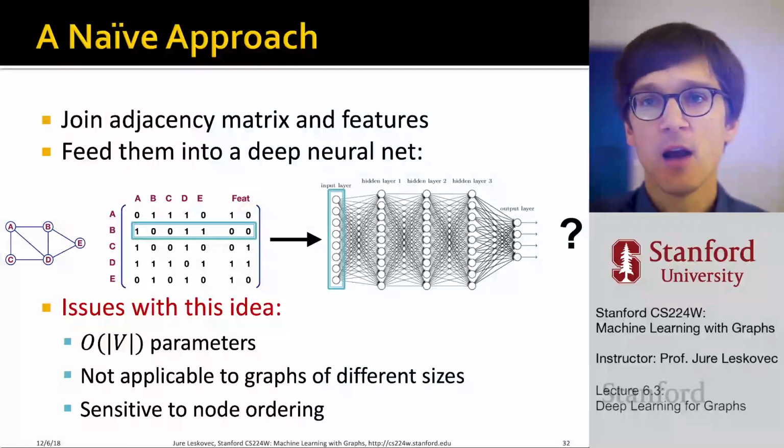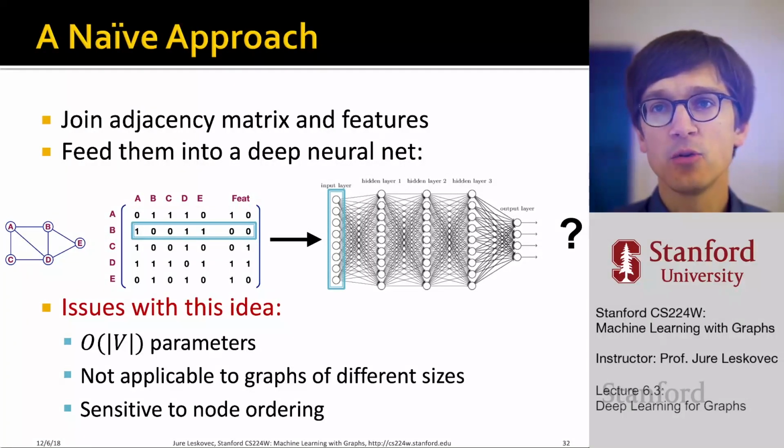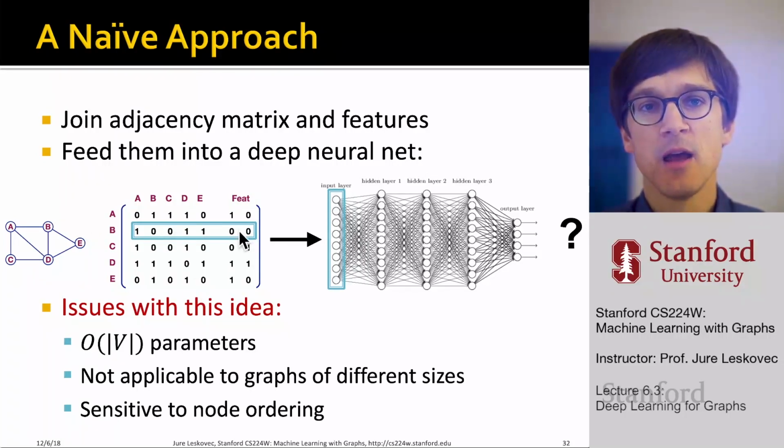Now, how could we apply deep neural networks to graphs? Here is a naive, simple approach. Why don't I represent the network with the adjacency matrix, and then append the node features to the adjacency matrix? Now think of this as a training example and feed it through a deep neural network. It seems very natural. I take my network, represent it as an adjacency matrix, append node features to it. This is the input to the neural network, and I'm able to make predictions.